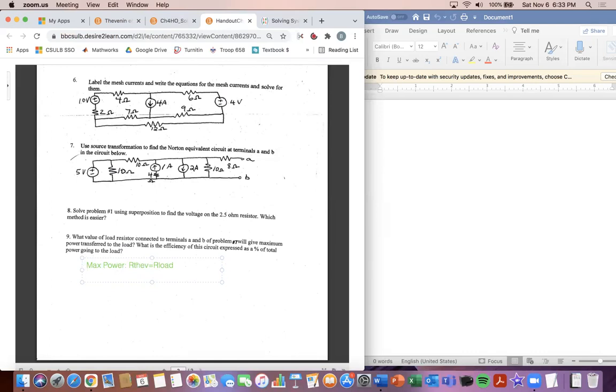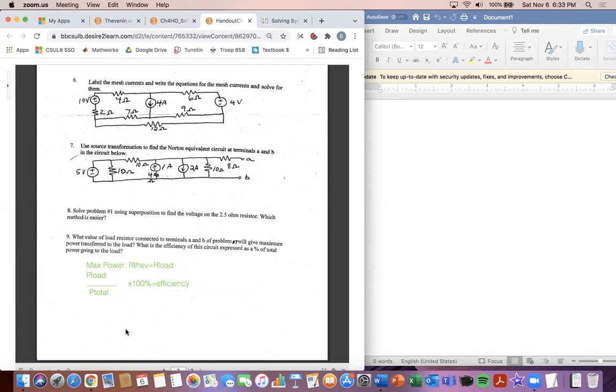And so what's the efficiency expressed as a percentage of total power going to the load? What we need to do is find the efficiency. The efficiency is going to be the power through the load divided by the P total, so the entire power within that circuit, and then times that by 100%. And that'd be the efficiency.